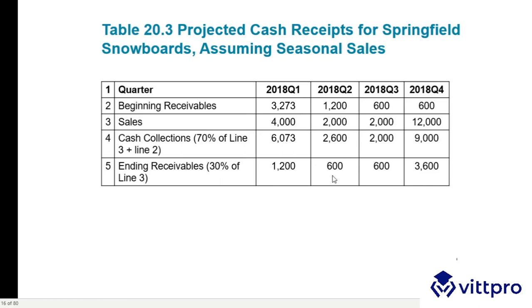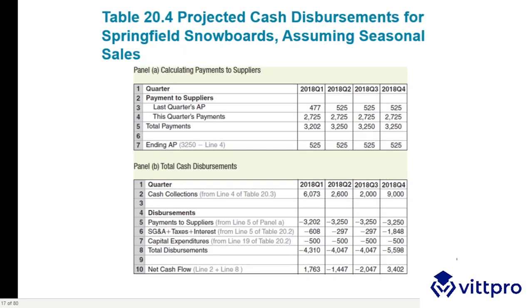Then you gain $600 because your accounts receivable are less. This quarter to this quarter there is no change, so you will have no minus. This quarter to this quarter there is a 3000 increase in the accounts receivable, so it means you lose $3000 from your cash flow. Similar way you can make a plan for the payment to suppliers.